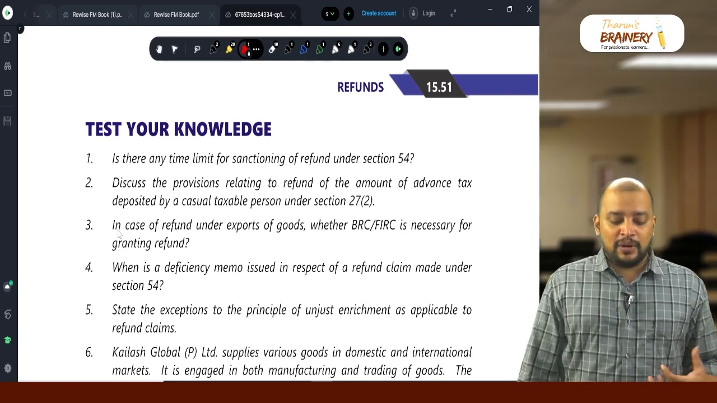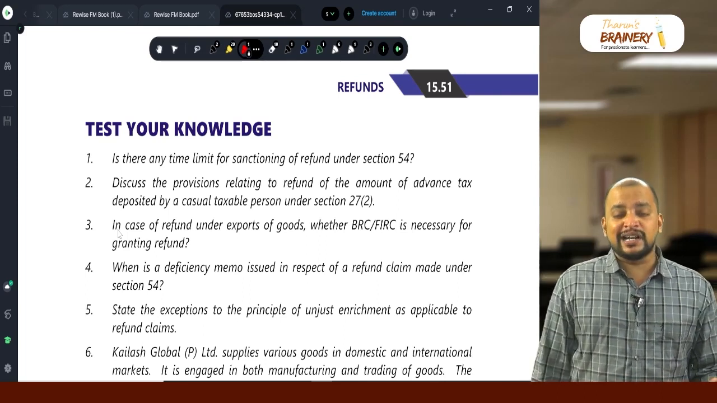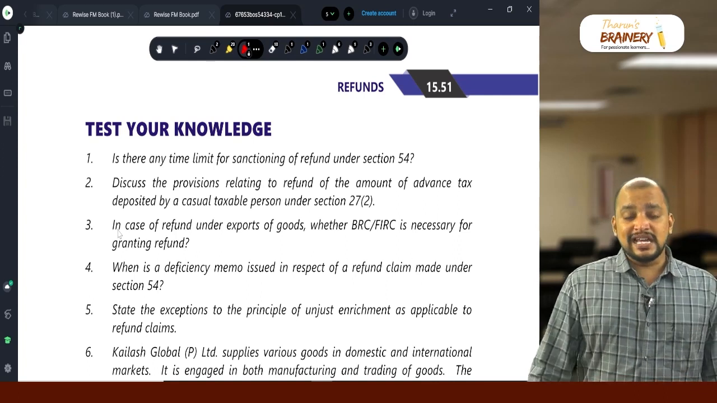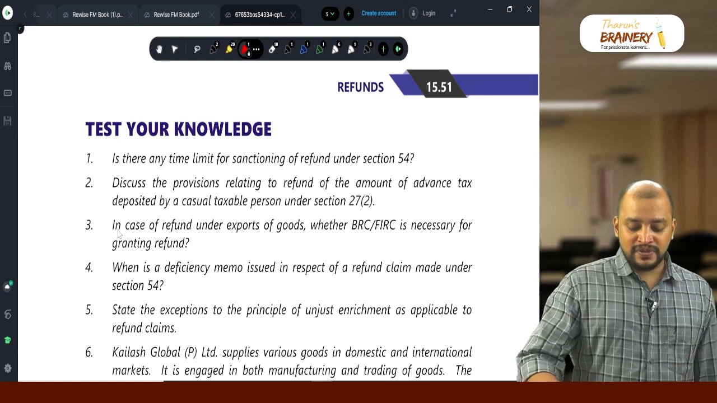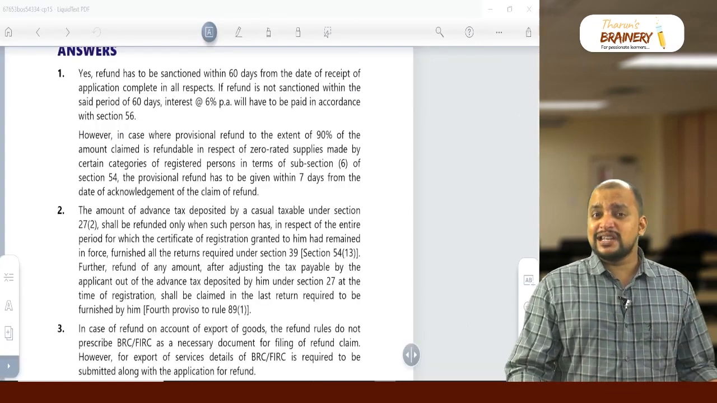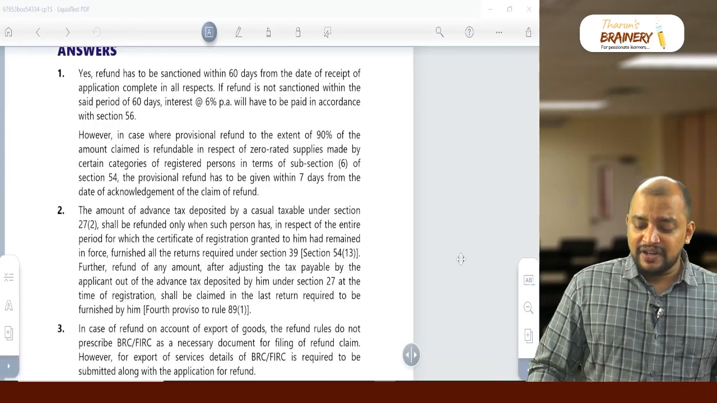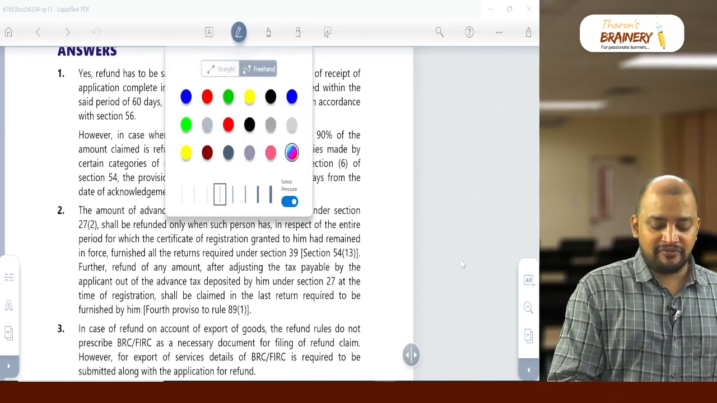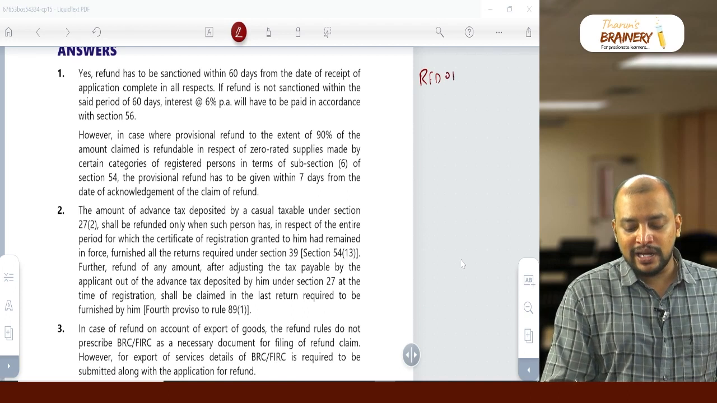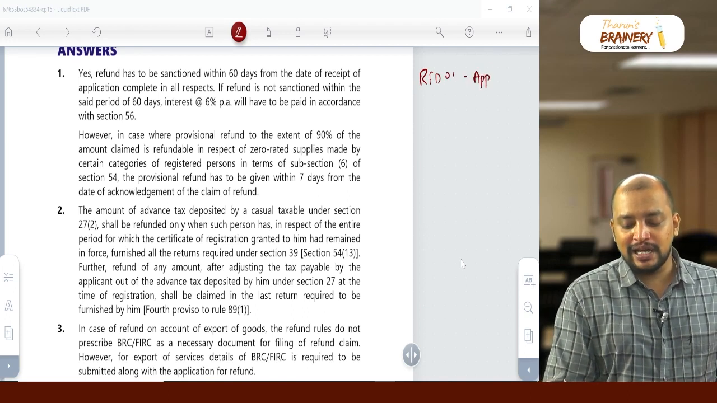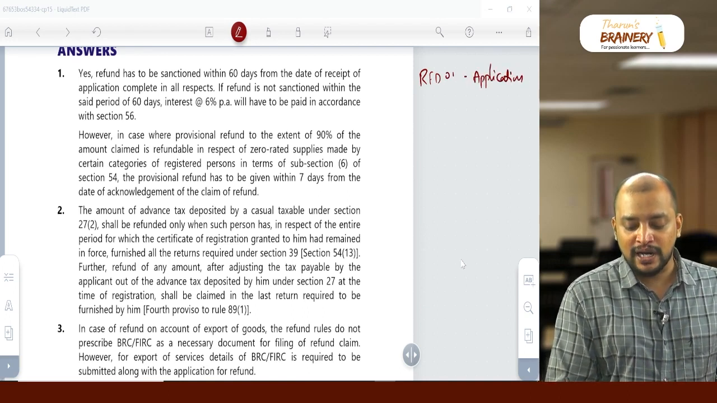Is there any time limit for sanctioning of refund under section 54? Yes, there is a time limit. First, what are the refund forms? We have various refund forms here. RFD1 is for application for refund. Application for refund is in RFD1.